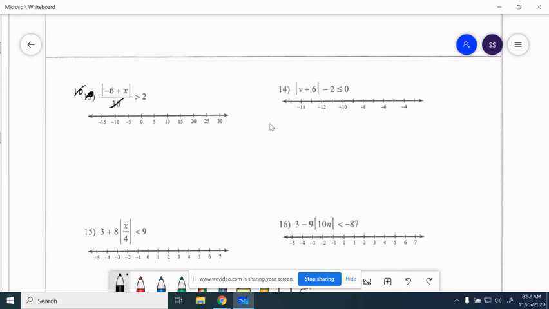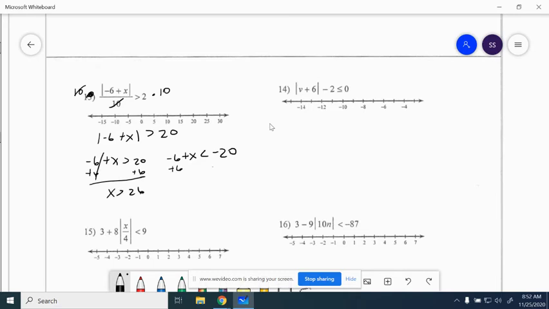Multiply by 10, this will cancel out. You're going to be left with the absolute value of negative 6 plus x is greater than 20. So now we just set up two inequalities. Negative 6 plus x is greater than 20. And set up the other one, negative 6 plus x, switch the sign, make it negative, and solve. So this one we're just going to add 6. Add 6. Get x is greater than 26. Add 6. X is less than negative 14.